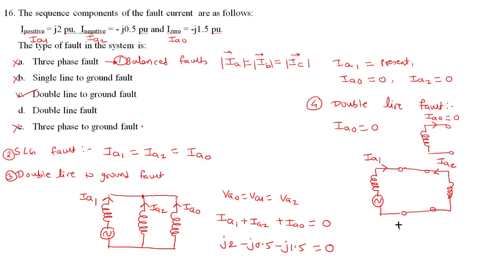What is the relation between these two? IA1 will be equal to minus IA2, or IA2 is minus IA1. Then that particular fault is a double line fault, and IA0 should be 0. Here this condition is not satisfied, so this option is also not correct. So remember the sequence network connection for each type of fault. Here the correct option will be option C.